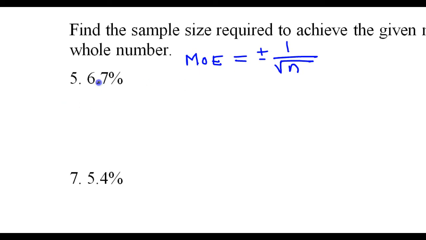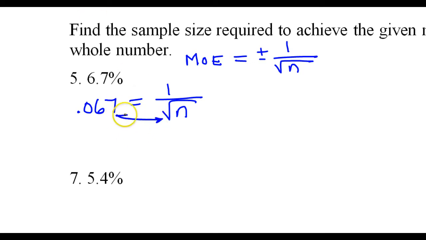We're going to need to convert this to a decimal though, so 6.7% as a decimal, moving the decimal point twice, is 0.067, and that should equal, I'm going to disregard the plus or minus, that should equal 1 over the square root of the sample size. So it's just a matter of figuring out what this is. Now would be a good time to use the shortcut that we often use.